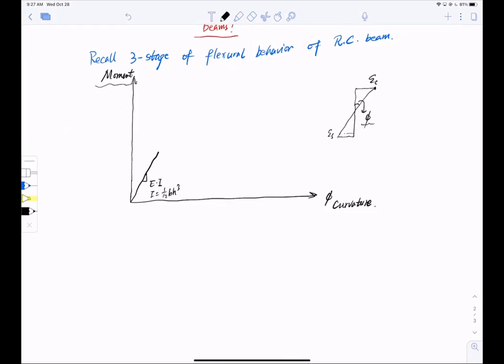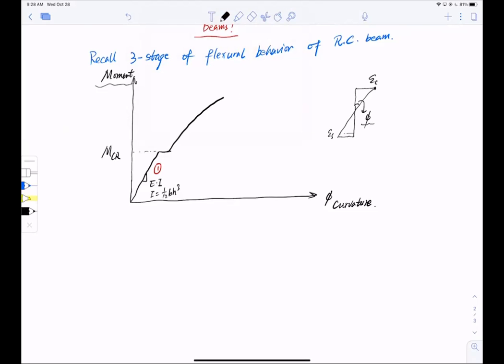But once I reach the cracking moment, remember? Once I reach the cracking moment, all of a sudden my concrete starts losing its tensile resistance. Only the steel starts picking up the tensile resistance. And then I have a dip or slide in terms of curvature. My curvature increases suddenly, and then I enter the second stage. So if I name this stage 1, the linear stage, my second stage looks just like this, a little bit nonlinear, but goes up.